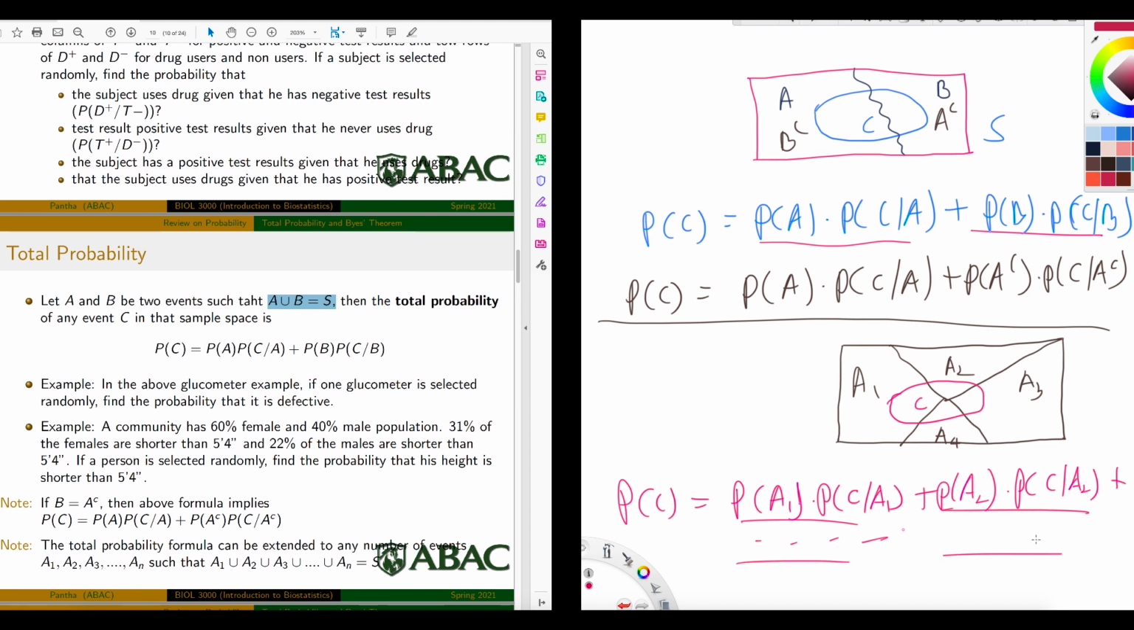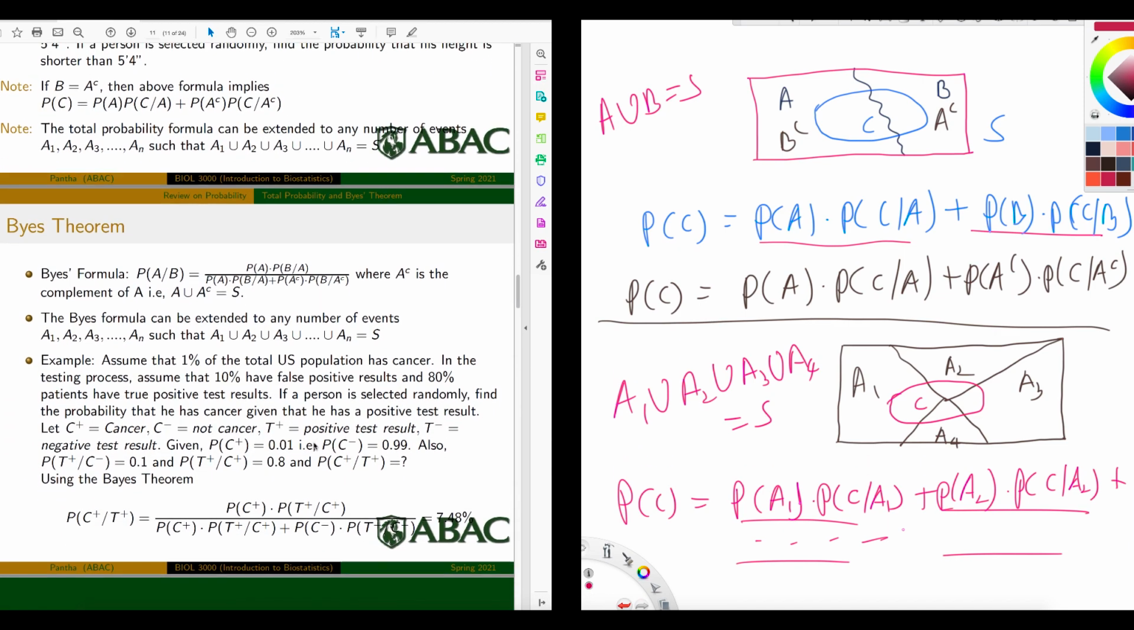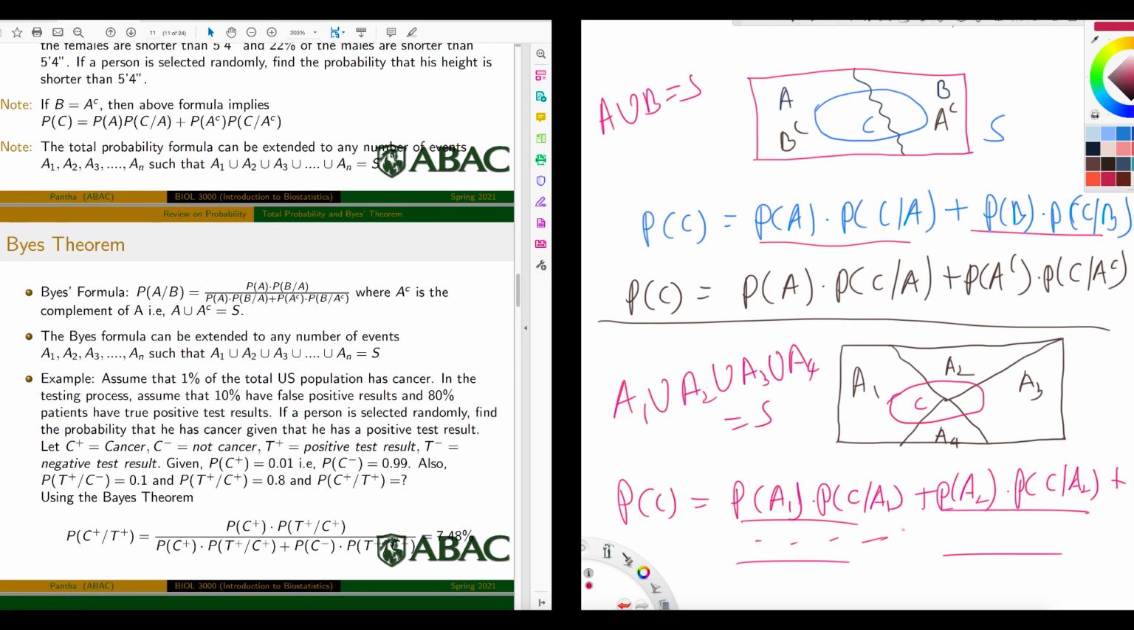That means that what is happening here is, instead of A union B being S, here A1 union A2 union A3 union A4 equals S. In that case, you will have to do it for each of those pieces. That is the extension of the total probability formula. Now the Bayes theorem depends on the total probability formula in the denominator, okay? Do you remember that? Let me tell you that.